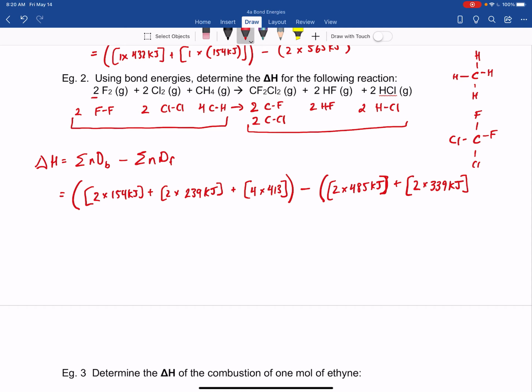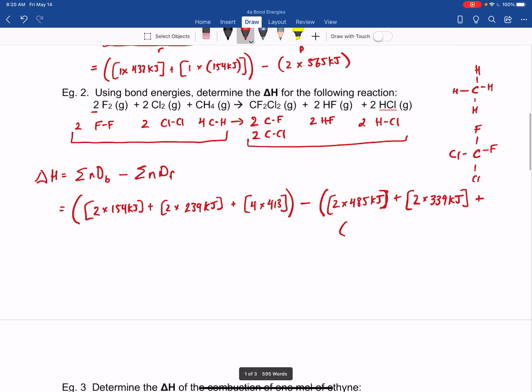And I'm getting these numbers from the chart. I've just got them written out in front of me here. Plus 2 times the hydrogen and fluorine bond, which we used up here. So you can see that that's 565 kilojoules. And then finally, we've got 2 times the hydrogen and chlorine, which is 427 kilojoules. So it's a slow process, and we don't use this because there are quicker ways that we're going to learn. Okay, but in the end, what we're going to get for the reactants is 2,438 kilojoules.